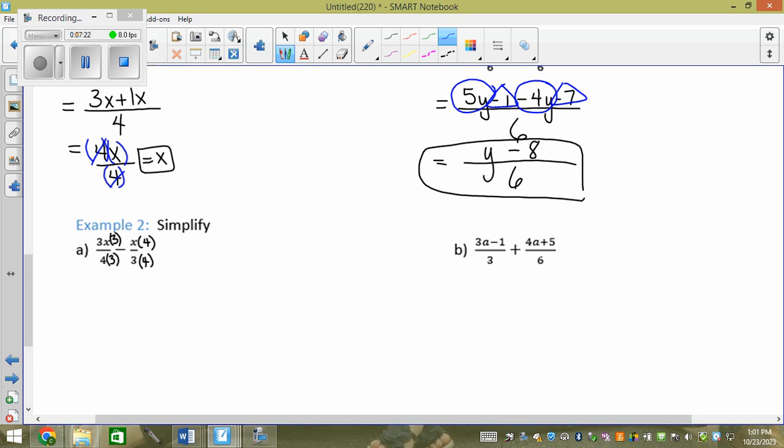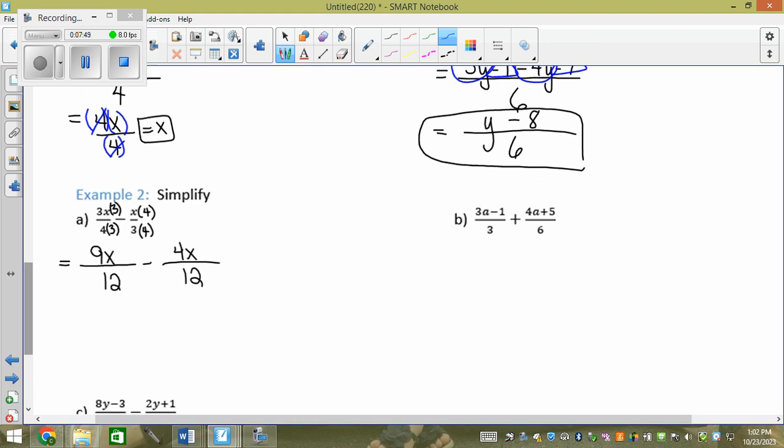And then I run an equal sign down the left-hand side. So I'm going to get 3x times 3, which is 9x over 12 minus x times 4 is 4x over 12. Now we're back to where we started in the previous example, right? Common denominators. So now that we have a common denominator, we can put them all over 12. And I get 9x minus 4x. What's 9x minus 4x? 5x over 12. And nothing can cancel.